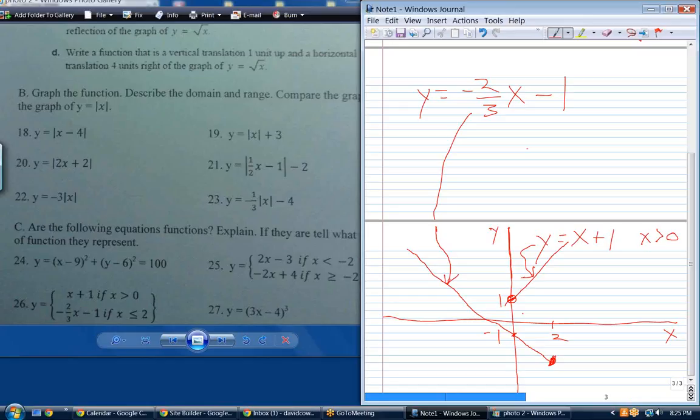Is this a function? To pass the vertical line test? Because it doesn't pass more than one vertical line. What if I draw a vertical line right there? It won't pass it more than once. It does pass it more than once. It passes the function there and it passes it there. Oh, I thought you meant only like one line at a time.